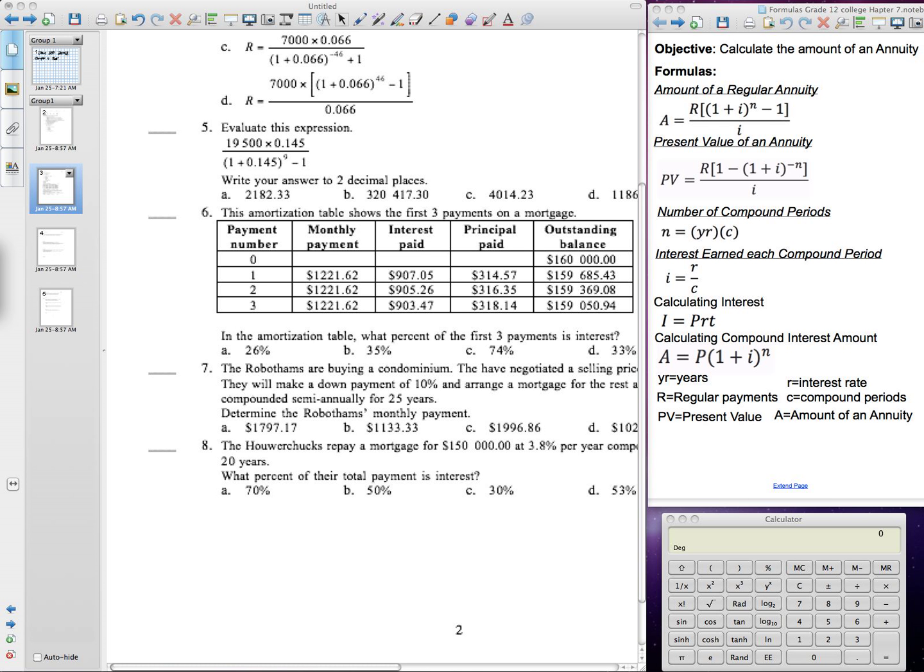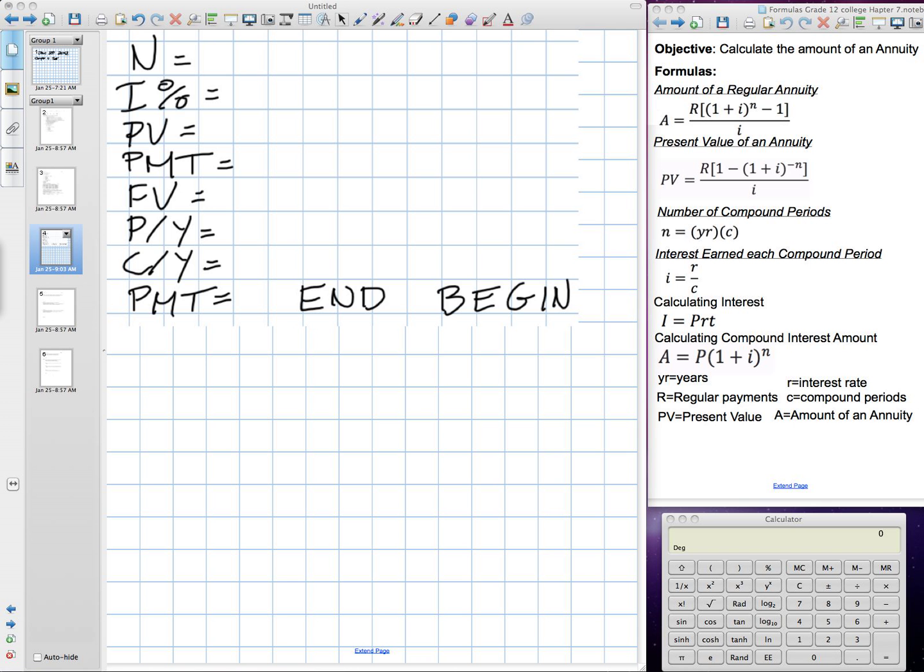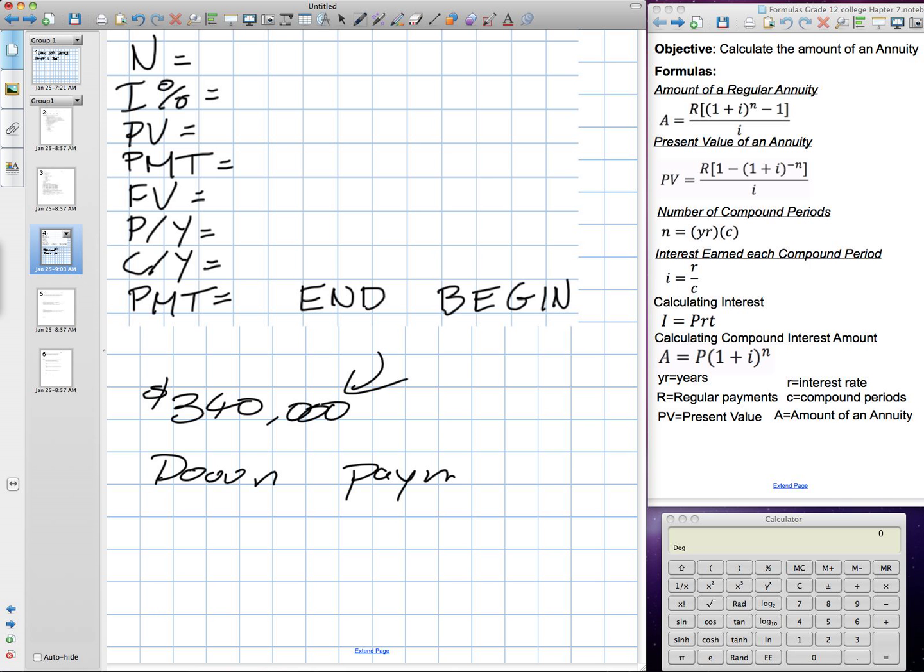So, what we're going to do here is set up our graphing calculators for what we're going to input into them. It says, first of all, that they're buying a condominium for $340,000. How large was the down payment they're putting on? 10%. So does that mean they're paying the entire $340,000? No. So they're paying 10% as a down payment. And it's 10%, so that calculates to 34,000. Good.